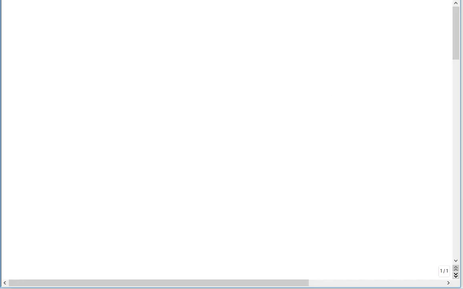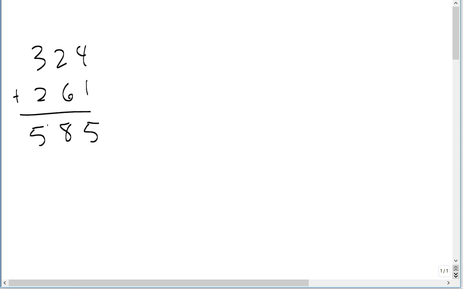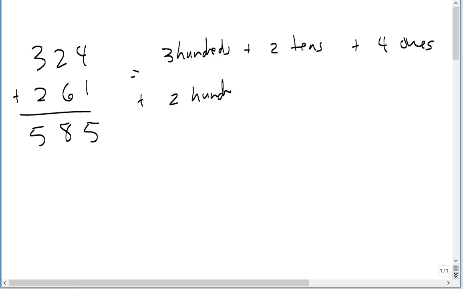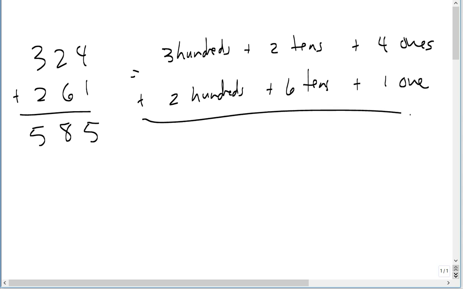You probably know that when we do something like 324 plus 261, you add the 4 and the 1, you get 5, the 2 and the 6, you get 8, the 3 and the 2, you get 5. But what's really happening is this is 3 hundreds plus 2 tens plus 4 ones, and we're adding to that 2 hundreds plus 6 tens plus 1 one. And this is why we add the ones to the ones, the tens to the tens, hundreds to hundreds, because they act like units.